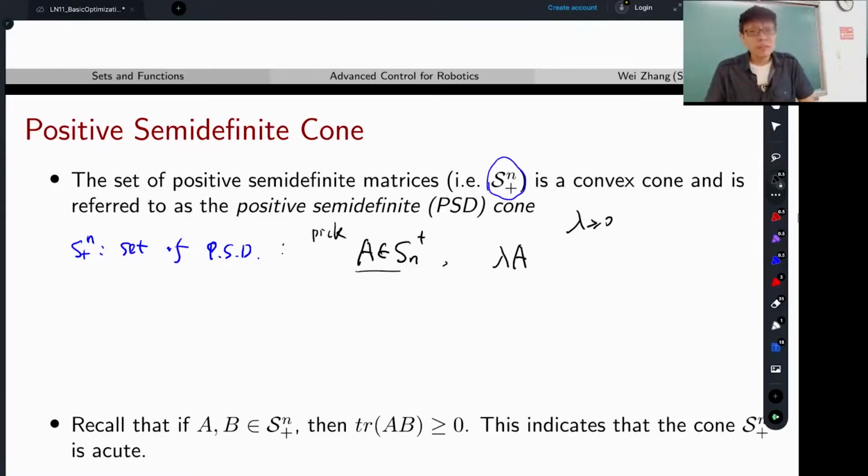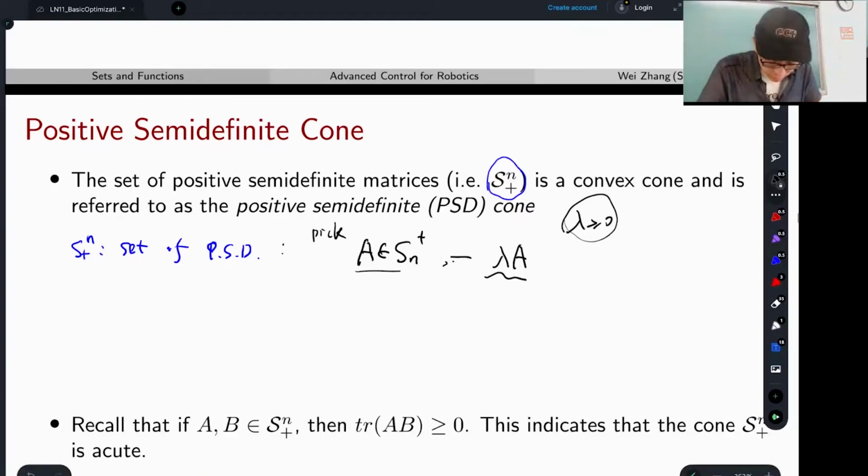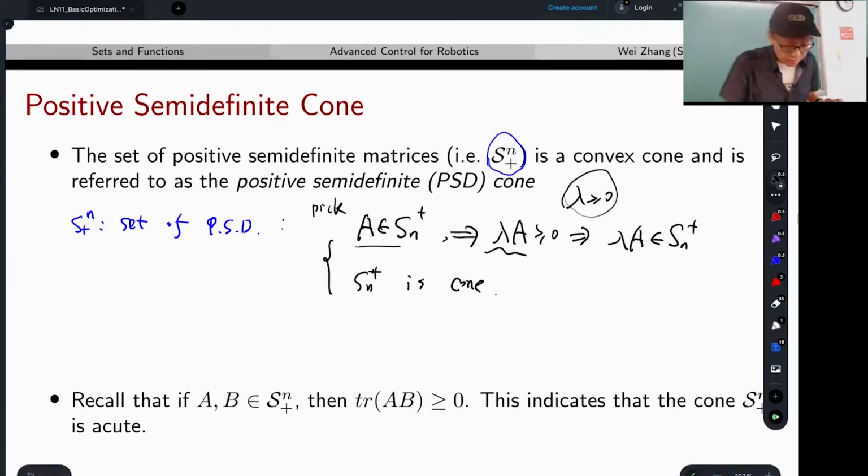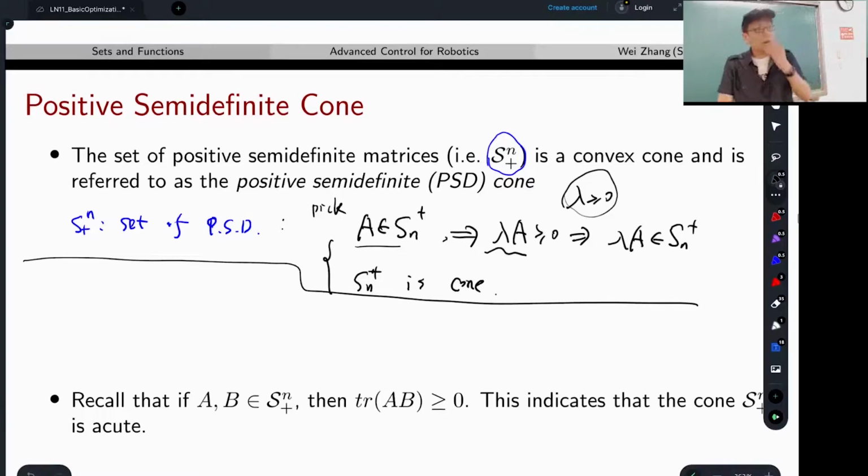If A is positive semi-definite, is lambda A positive semi-definite? Yes, whenever lambda is non-negative. So of course this tells us lambda A belongs to this set again. So at least we show S n plus is a cone. But I didn't say whether this is convex or not yet. So now we need to argue that this is not only a cone, it's a convex cone.